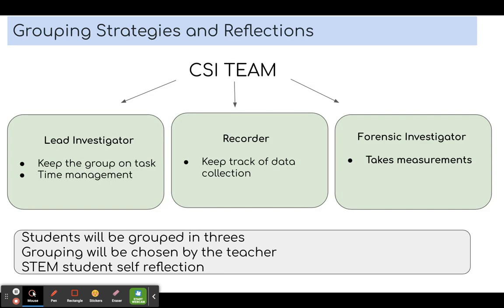Grouping strategies and reflections: students will be grouped in threes that I have chosen. We'll have a lead investigator whose role will be to keep the group on task and manage time. The recorder will keep track of the data. The forensic investigator will actually take the measurements. And then each student will be responsible for a self-reflection.